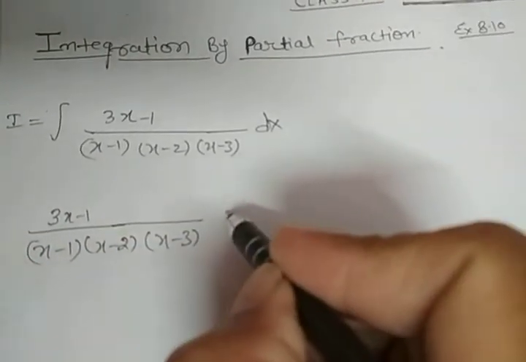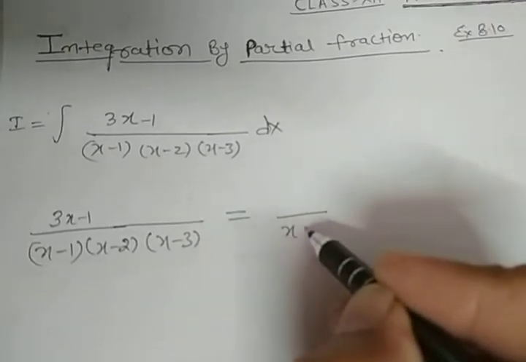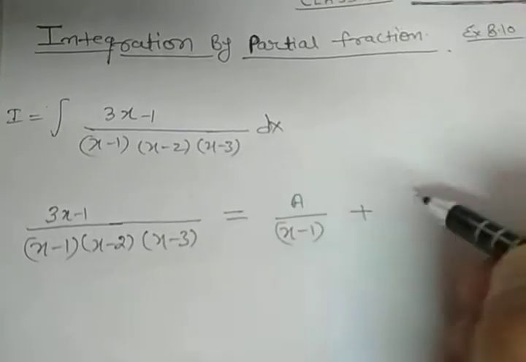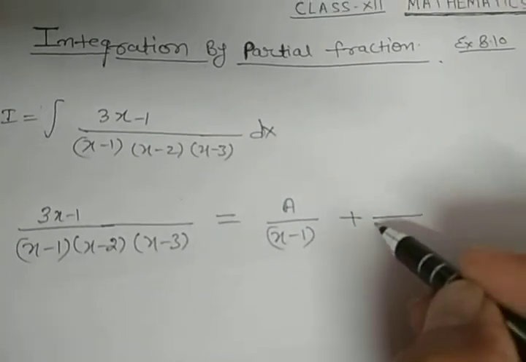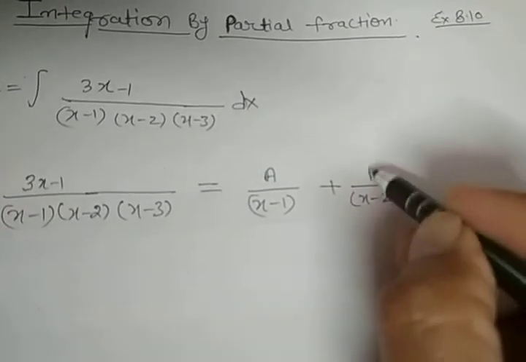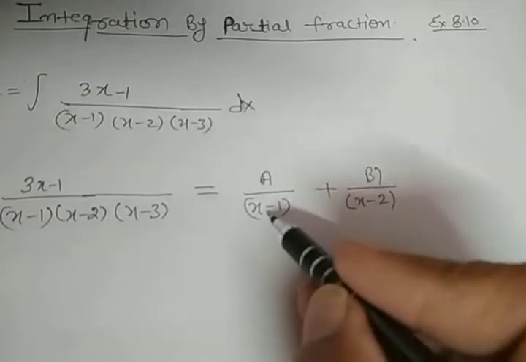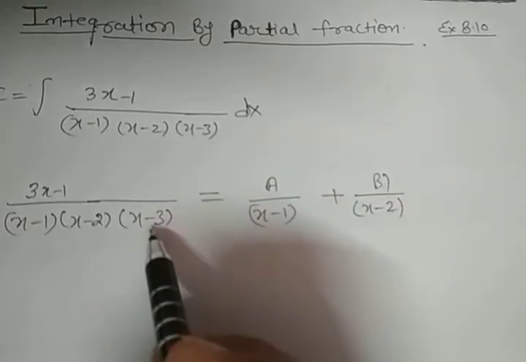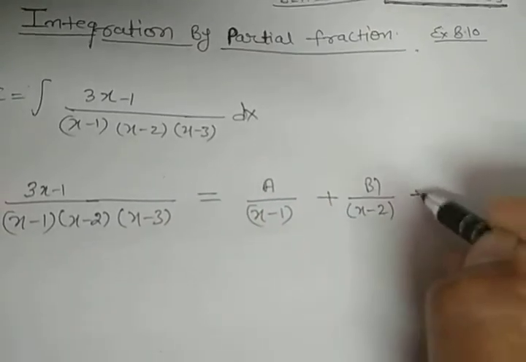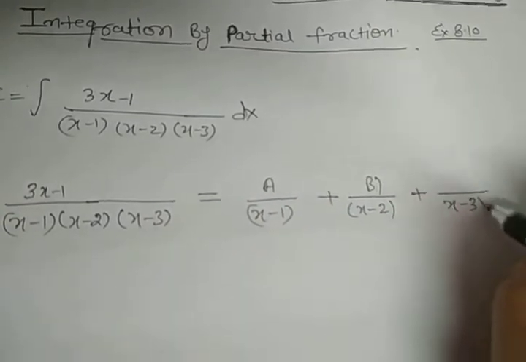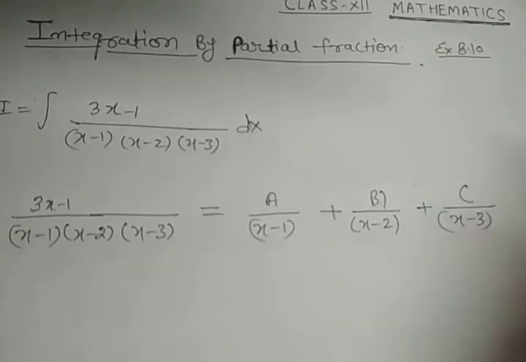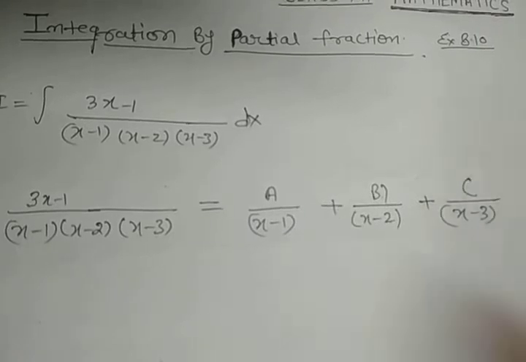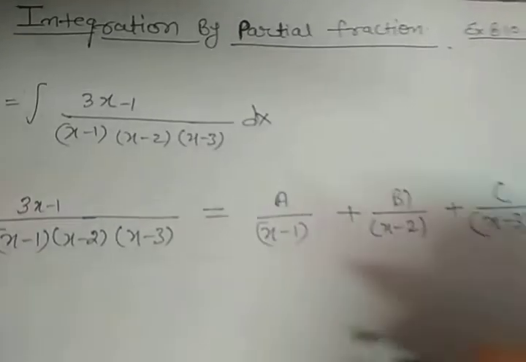x minus 3. So for each factor of the denominator, we are taking a constant as numerator. For each linear factor, a separate constant. For x minus 1 we have taken A, for x minus 2 we have taken B, for the third factor x minus 3 we have taken the constant C, and we have made the parts of these fractions using a plus sign in between these fractions.